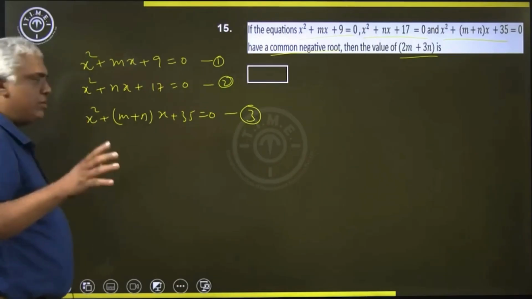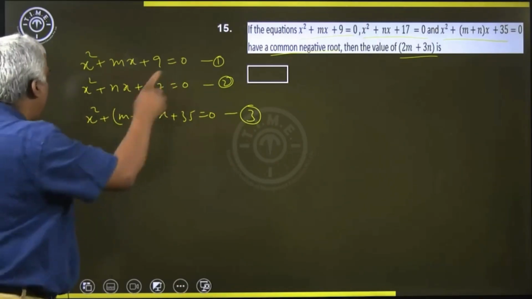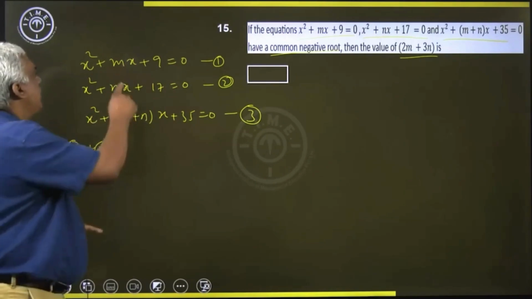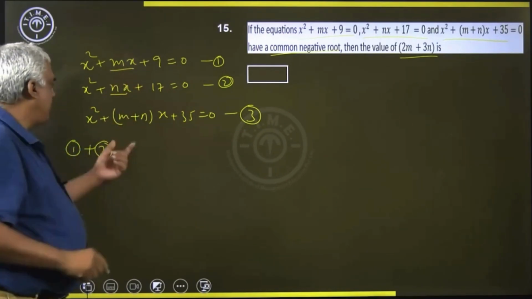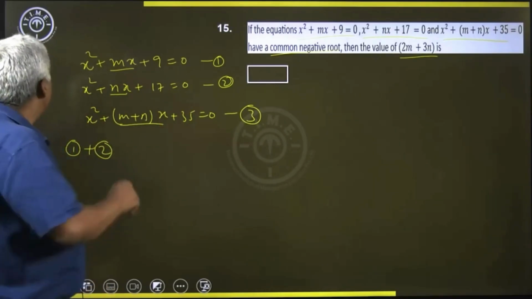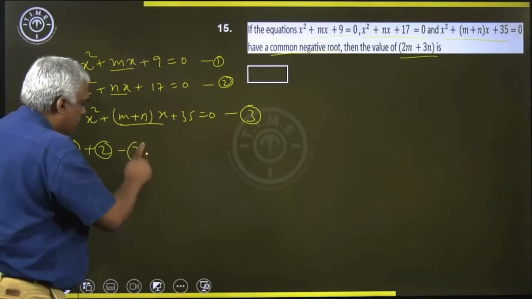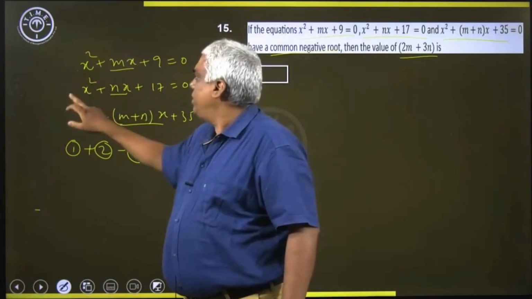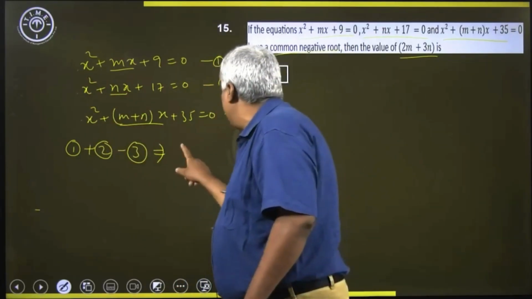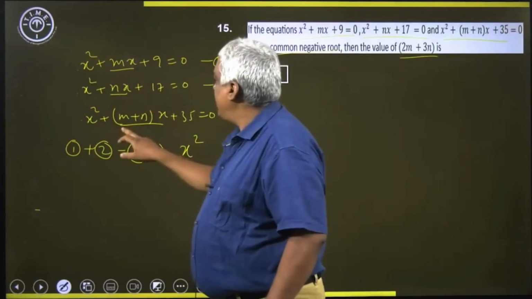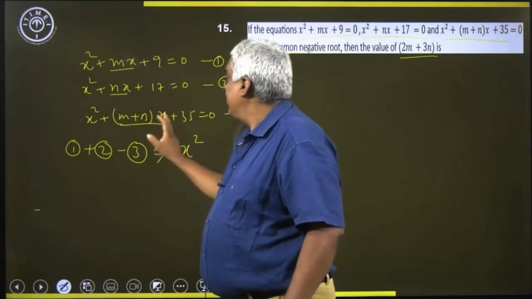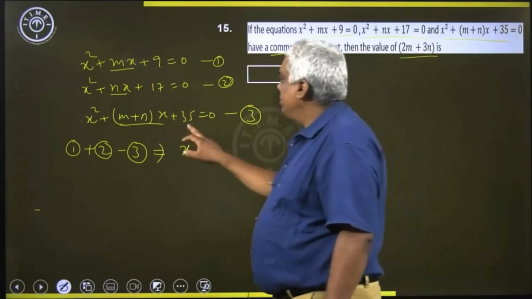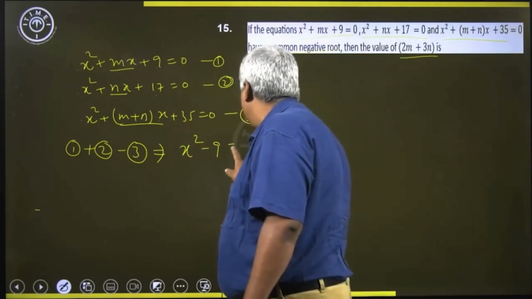Now let's do one thing. Let's find that common root. So I'm adding equation number 1 and 2. Why am I adding? Because it will give me mx plus nx, and here it is (m plus n)x, so it will get cancelled. So I'm adding 1 plus 2 and then subtracting 3. Here I'll get x square plus x square minus x square, so x square. The mx and nx get cancelled. 9 plus 17 is 26, 26 minus 35, I'll get minus 9. So this is equal to 0.